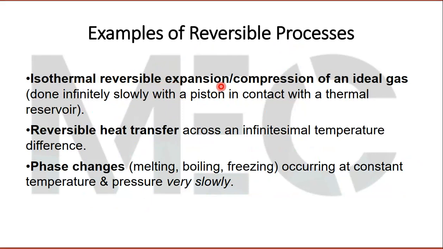Isothermal reversible expansion or compression of an ideal gas is an example of a reversible process. We showed how to imitate this process by adding lead shot, those little spherical pieces, one by one or slowly. We can have compression, and by taking those lead shots away we can have expansion, done infinitely slowly with a piston in contact with a thermal reservoir. A thermal reservoir is needed because we need the temperature to be constant.